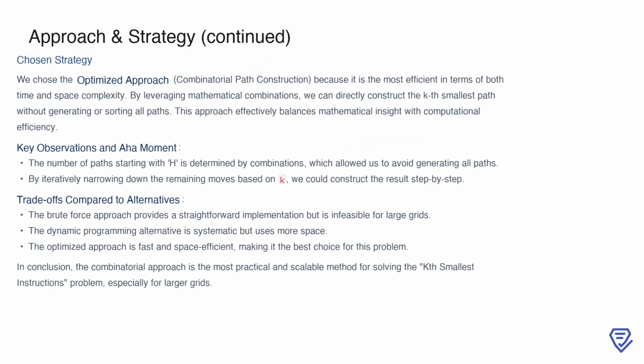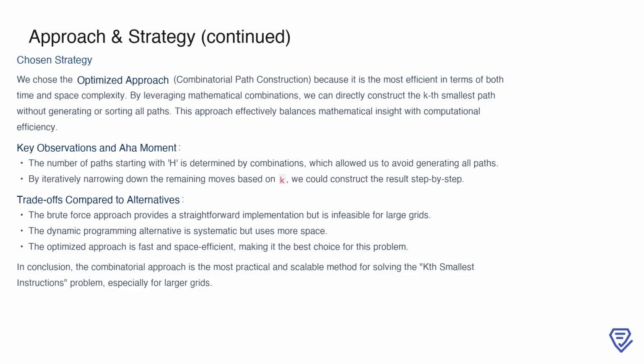Ultimately, we chose the optimized approach based on combinatorial path construction as the most efficient solution. By directly leveraging the mathematics of combinations, we can construct the kth smallest path without generating or storing all possible paths. This method is not only fast, with a linear time complexity relative to the path length, but also space efficient, requiring no additional data structures. One key insight that made this approach especially powerful was recognizing that the number of paths starting with H could be calculated directly, allowing us to avoid unnecessary computations.